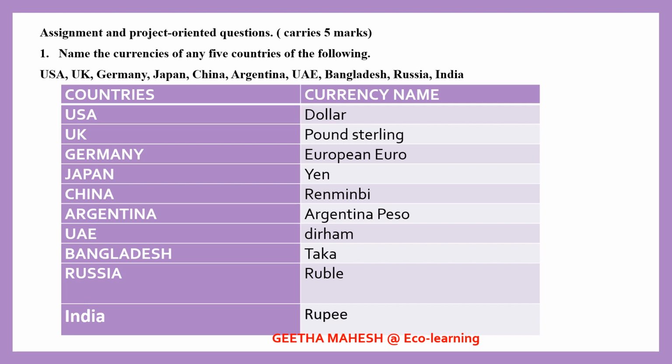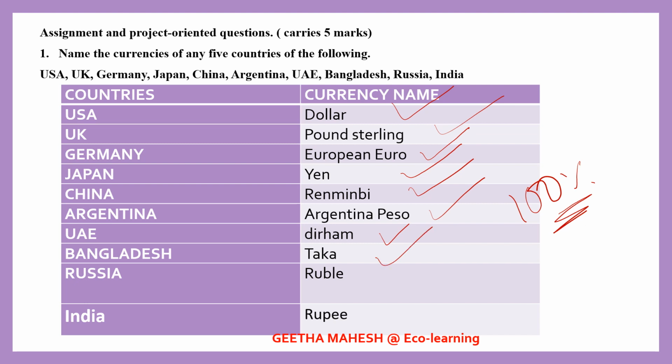Dear students, the last one is this, and even this one you can think of as 100% expected, a practical oriented question. USA dollar, UK pound sterling, Germany European euro, Japan yen, China renminbi, Argentina peso, UAE dirham, Bangladesh taka, Russia ruble, India rupee. They will ask you to name the currencies of any five countries from the following, but learn all these things.